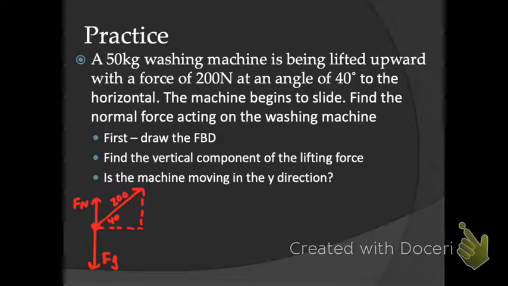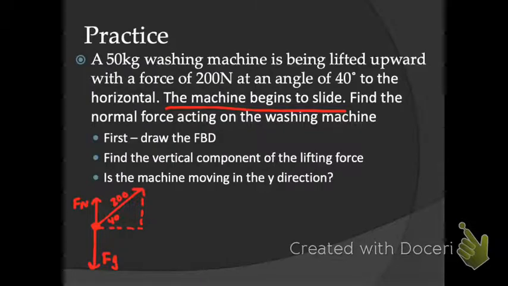What's the significance of this sentence? The machine begins to slide. What's the significance of that? Yeah, it's moving horizontally. Exactly. So what's happening is they're lifting it like this, but it's still moving just horizontally. It's not moving vertically. So that's really important. Even though it says lifting, it's still got only horizontal motion.